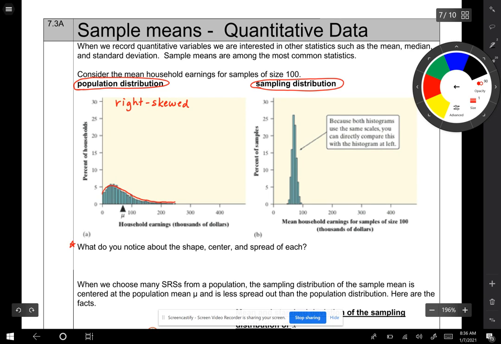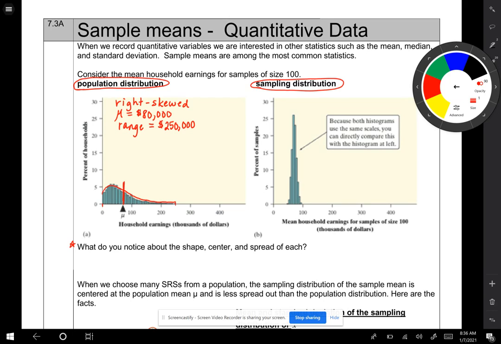As far as the center, it has a mean of about 80,000 right here. And the range, from what I can see, is, I want to say, from 0 to about 250,000. So that's our spread. Even though there's a large spread, I don't really see any obvious outliers, so I'm going to leave it at that.